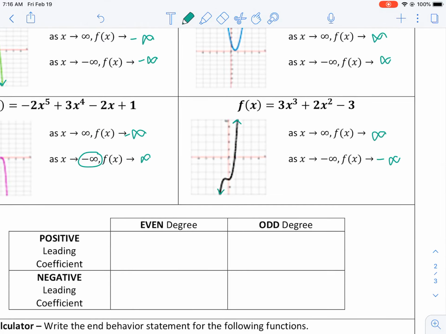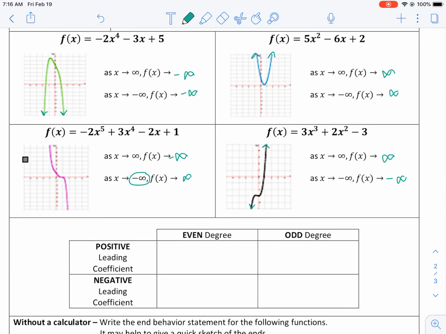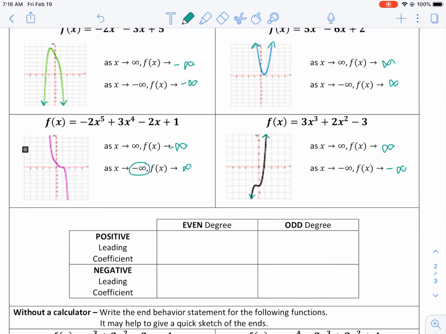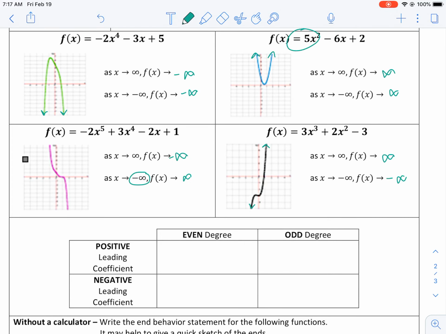So I gave you one of each example, and you can figure out the end behavior based on the degree, which we already talked about, but also the leading coefficient, whether it's positive or negative. Because remember, negative flips it upside down. So if it's an even degree and the leading coefficient is positive, that's this example up here. Both your arrows are going to be going up. If it's negative, it's flipped upside down. Both your arrows are going down.